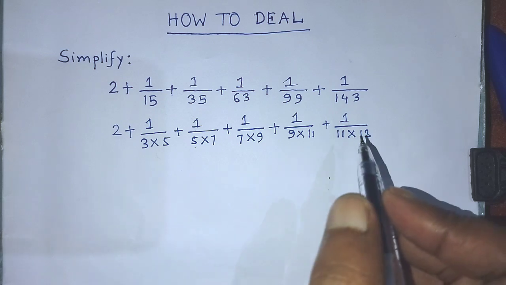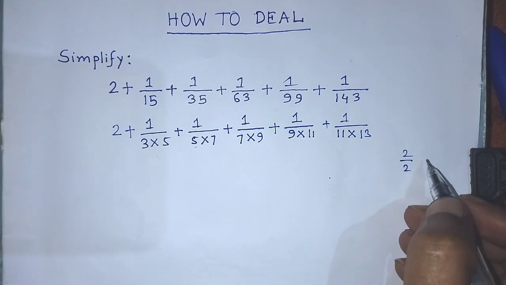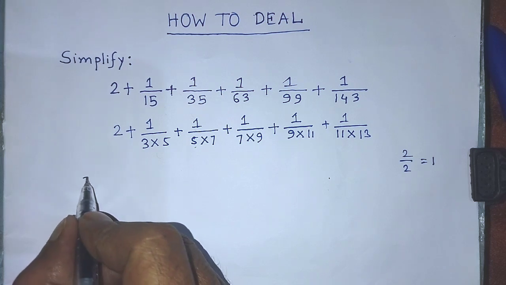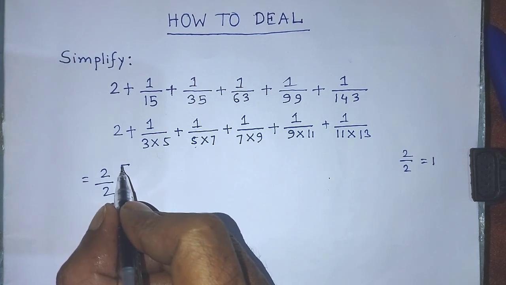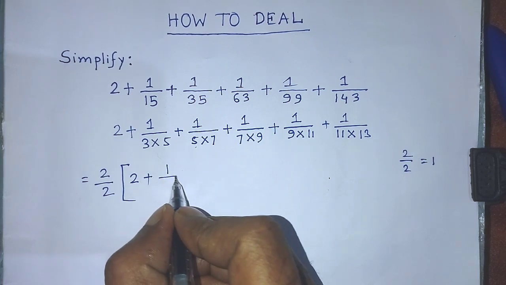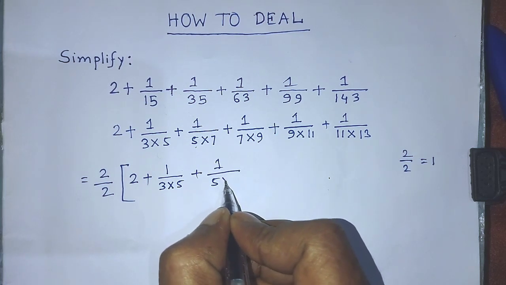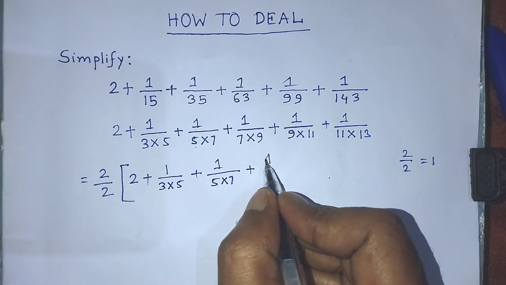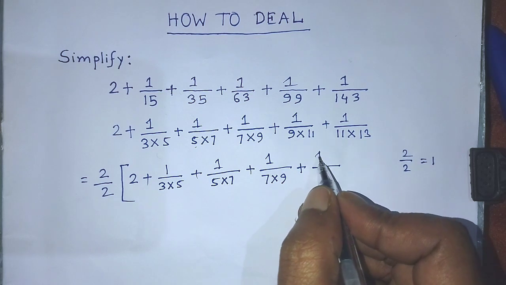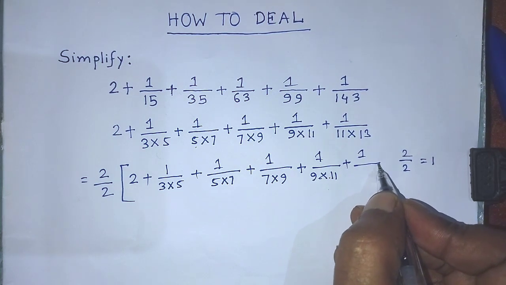So student, to simplify this algebraic expression, we have to multiply 2 over 2 with this fraction. So 2 over 2 is 1. Okay. So we can multiply this algebraic expression by 2 over 2. So we write 2 over 2, third bracket, and inside this third bracket we write 2 plus 1 over 3 into 5 plus 1 over 5 into 7 plus 1 over 7 into 9 plus again 1 over 9 into 11 plus in the last position 1 over 11 into 13.